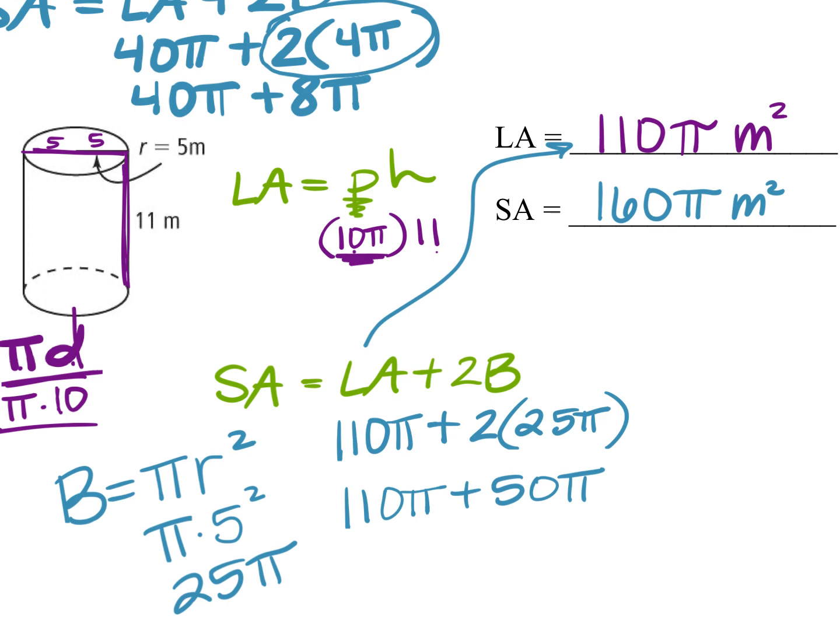Okay, here's what I want you to do before we take this quiz. This cylinder has a radius of 3, and this right here is 7. Find the lateral area and find the surface area. It's exactly what you're going to have to do on the homework.